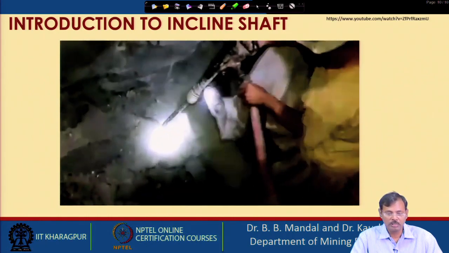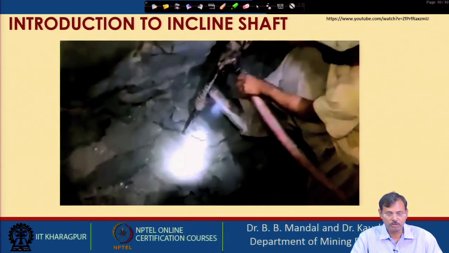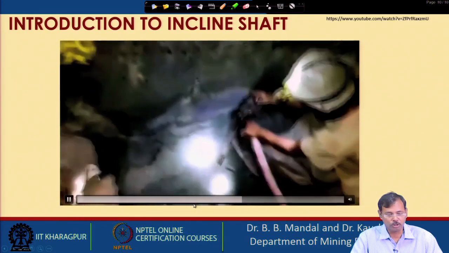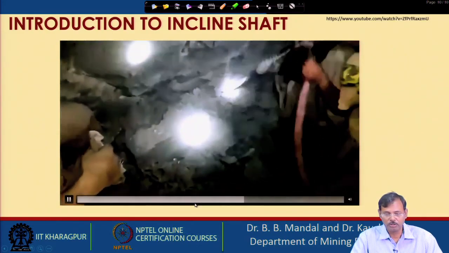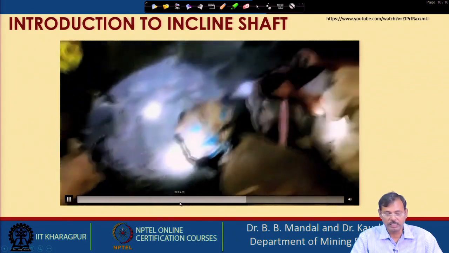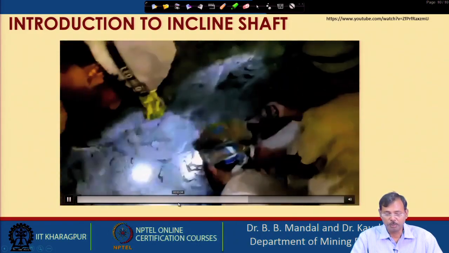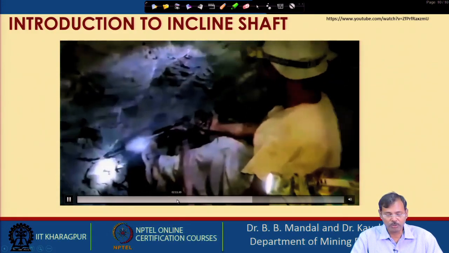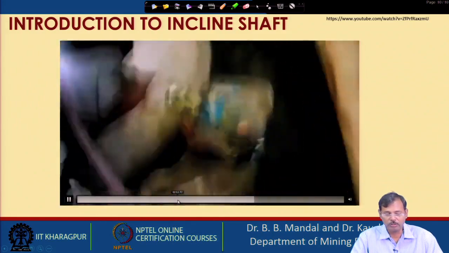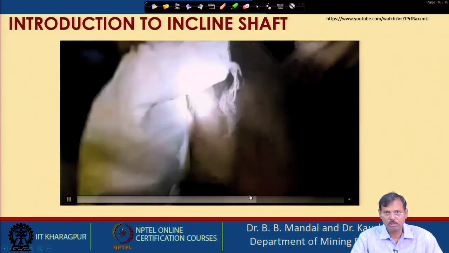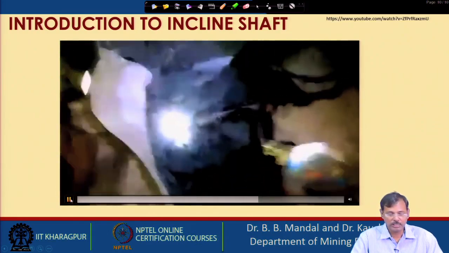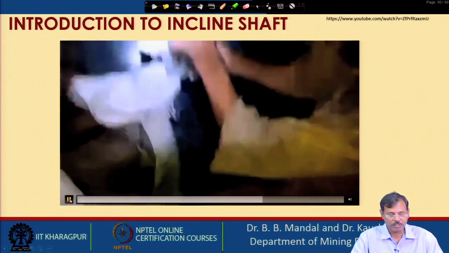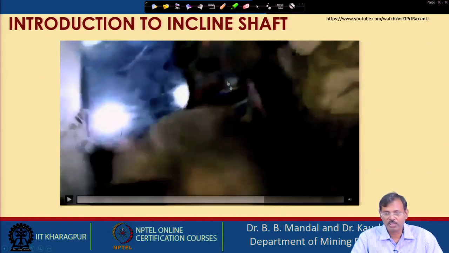So, you can see drilling is carried out, and also manual digging is carried out. Here a compressed air operated hammer bit is used for breaking the rock, and the broken rocks are manually taken out and loaded into the skip, and the skip is taking out this material. So, this is a very manually operated incline shaft construction being shown in this video.